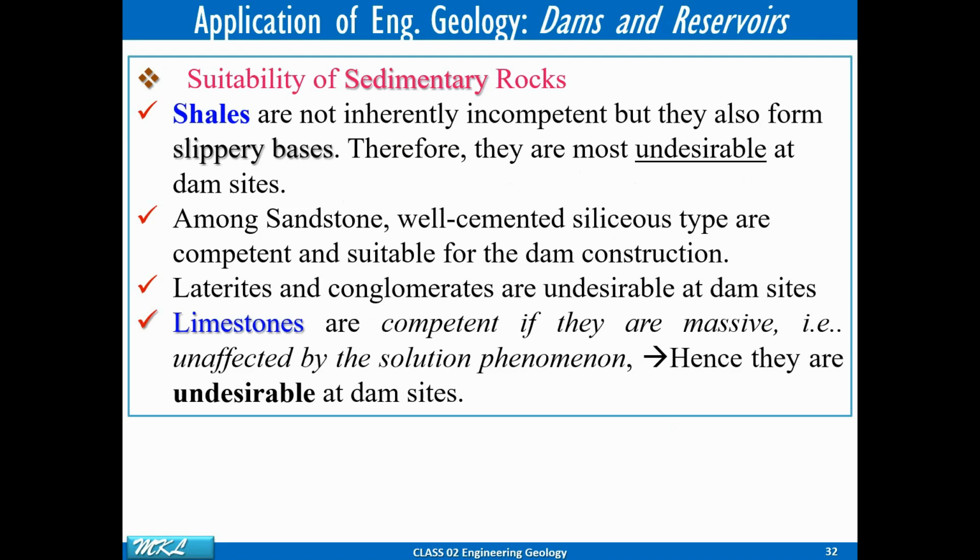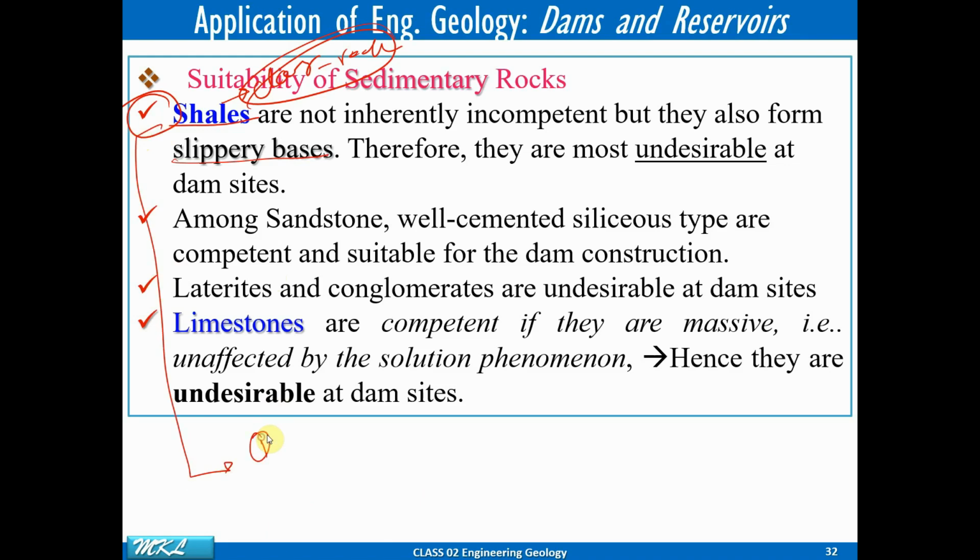First one is shale. Shales are inherently incompetent. Why? Shales are basically clay rock. Clay ka to malum hai, wo slippery sense deta hai, because it's giving you the slippery basis. That's why you shouldn't be considering shales in your site. They are most undesirable for dam construction. So shale could be of two types.